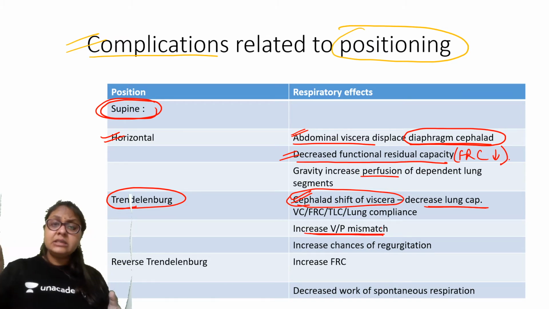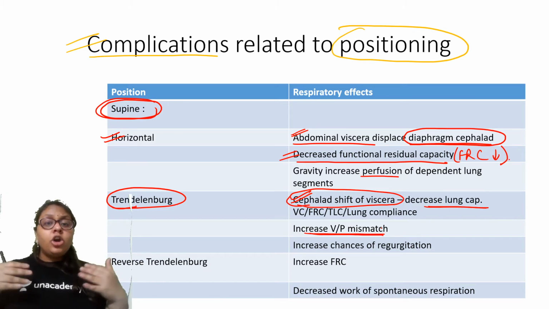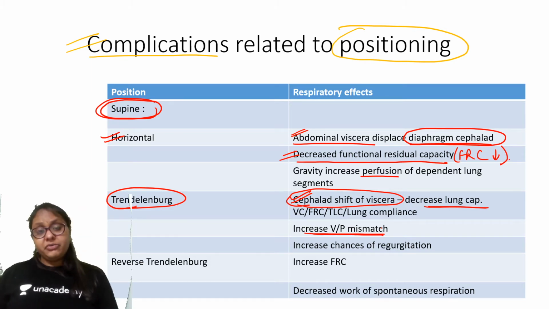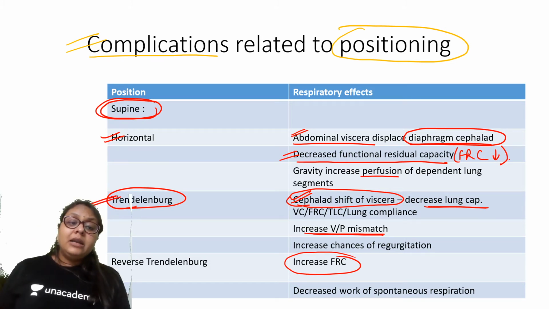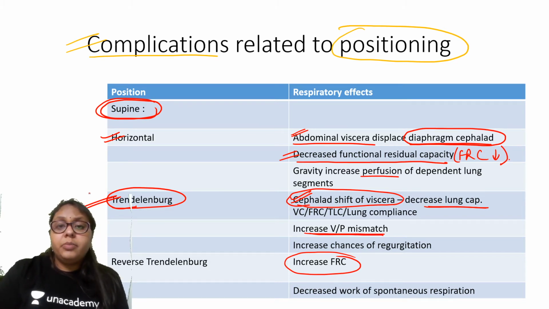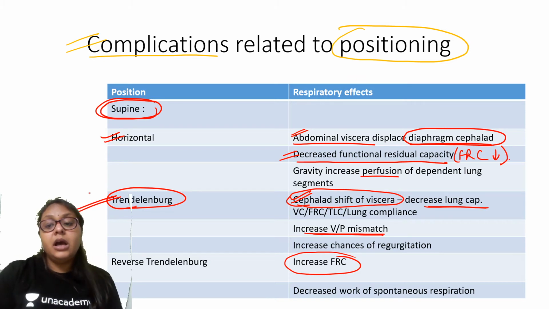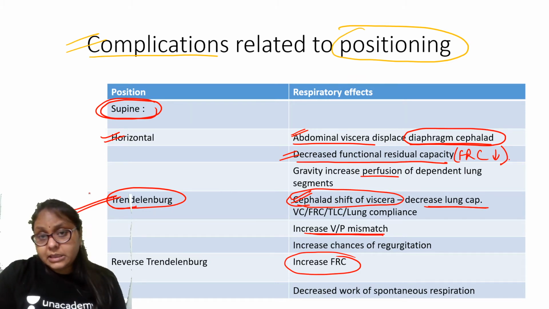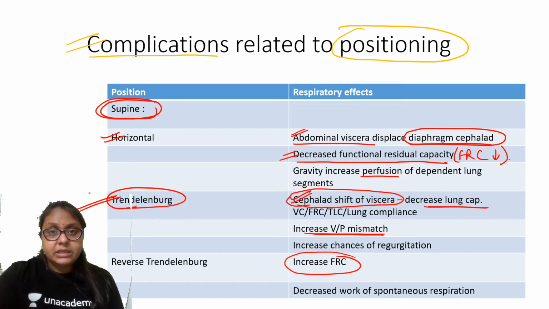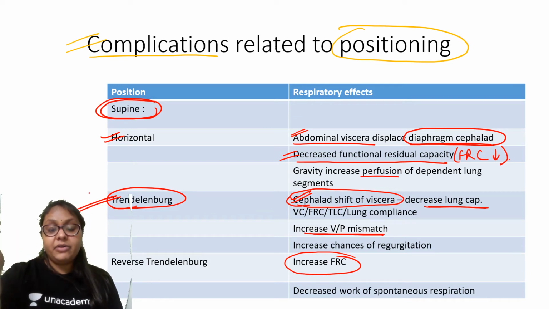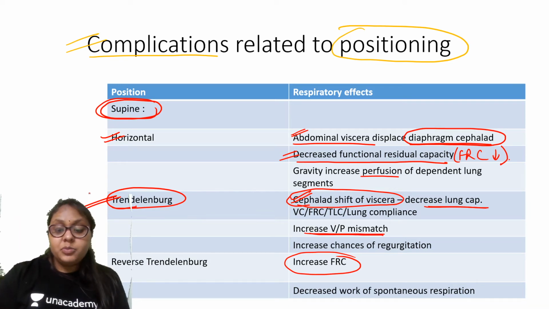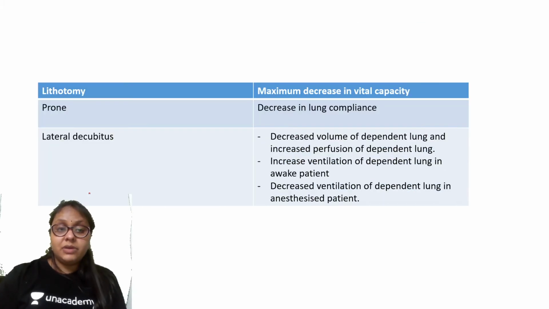What happens in reverse Trendelenburg? There will be caudad shift of the viscera, and that will increase FRC. This is very very important. See, Trendelenburg position, ठीक है, अगर हम Trendelenburg position देते हैं तो क्या होगा? Because of the cephalad shift of the viscera, there will be decrease in the lung capacities, right? There will be decrease in the FRC. और जब हम लोग रिवर्स ट्रेंडेनबर्ग दे रहे हैं, there is increase in the FRC and there is decreased work of spontaneous respiration which is seen in reverse Trendelenburg position.